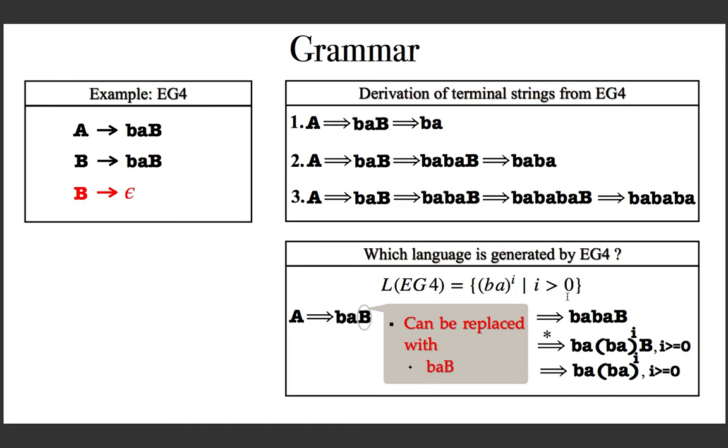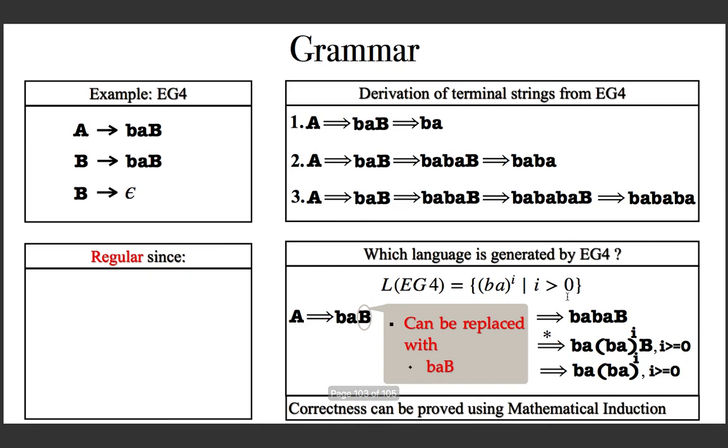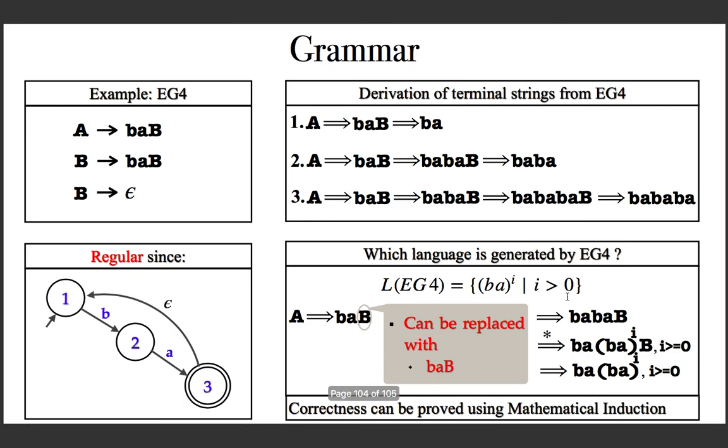And in this case also, you can use the principle of mathematical induction to prove the soundness and completeness, and hence the correctness. And if you look at this language, you can see that this language is again a regular language. Why? Because there exists an NFA with epsilon transition for generating this language, ba any number of times.